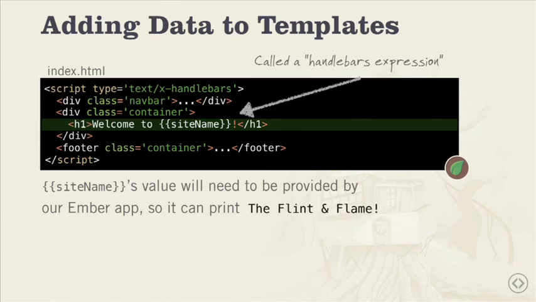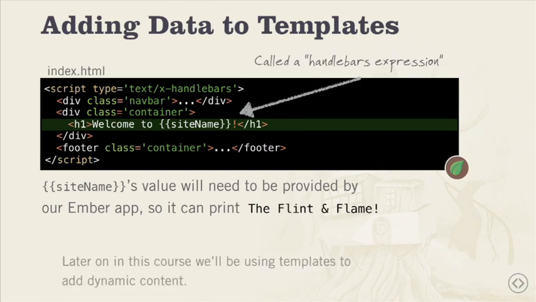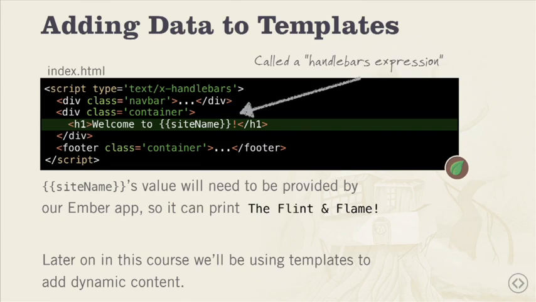The site name's value will need to be provided by our Ember app to render it out on the web page. But we're not going to cover how to do that quite yet. That'll be in further levels. We don't have enough knowledge yet. In the meantime, we need to add a few more templates to our application.